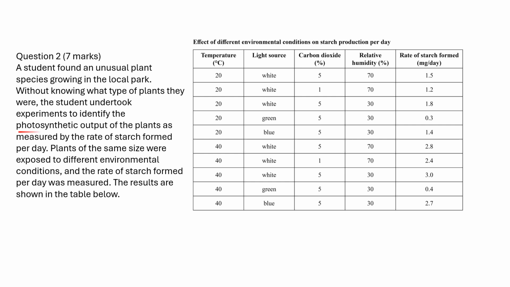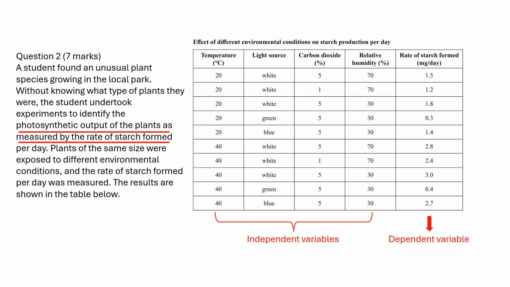The effects of different environmental conditions on the rate of photosynthetic output are investigated. Four independent variables are temperature, light source, concentration of carbon dioxide, and relative humidity. One dependent variable is the rate of starch formed, which represents the rate of photosynthetic output.